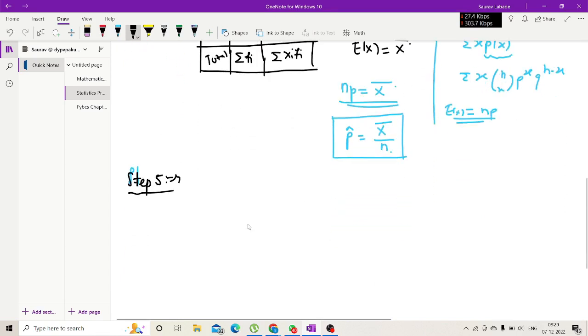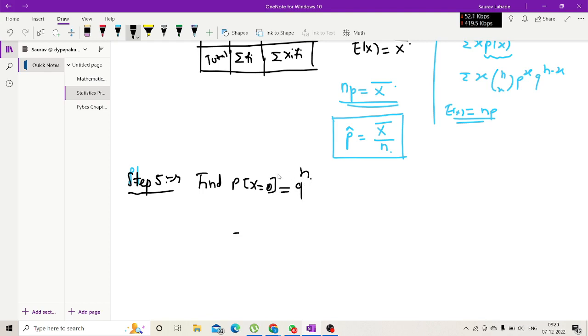Then step 5 is to find probability of x equals to zero. Now how are we finding this probability? Okay, probability of x equals to 0 is q raised to n.